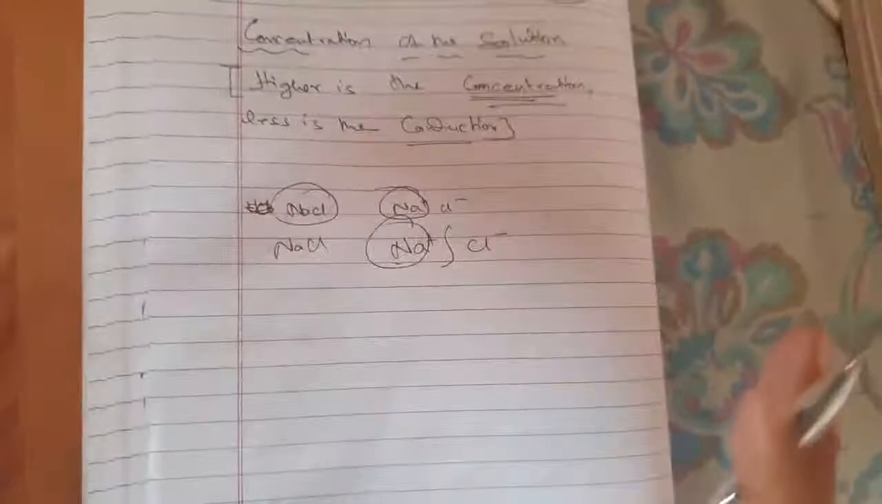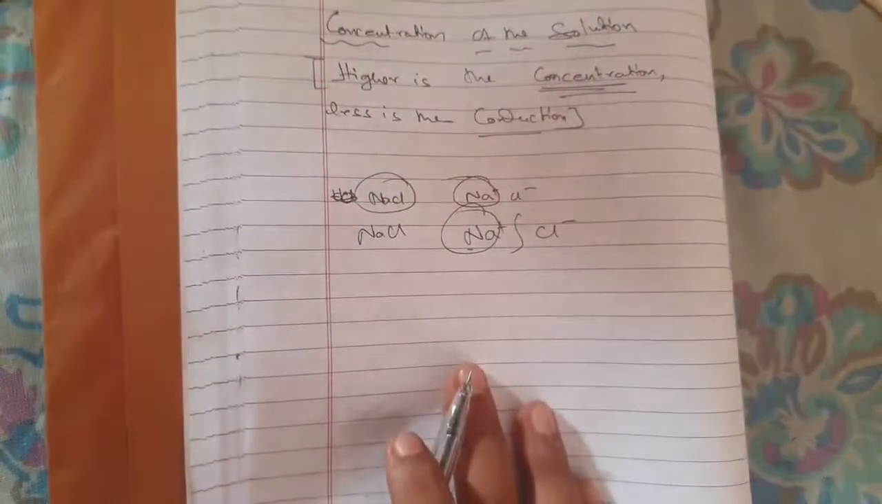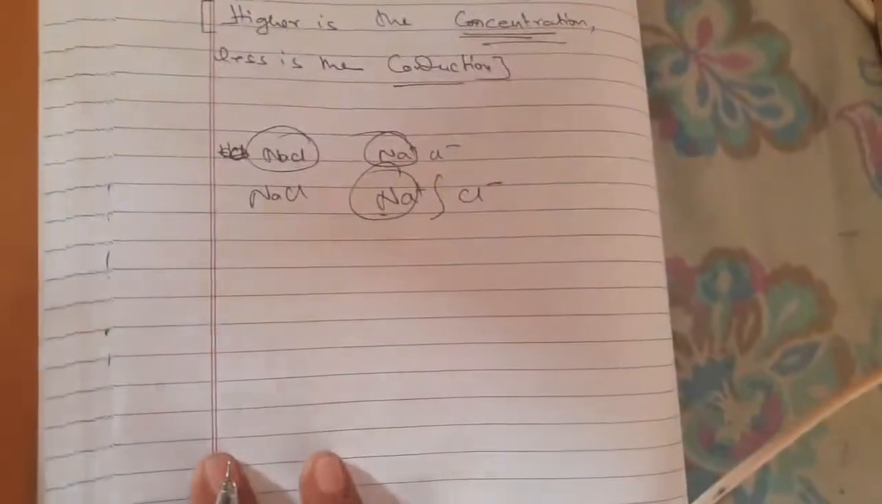What I think, again my own theory, but you cannot prove this theory, nobody can, that I can guarantee. But if they ask the reason, what you will write is that this is a reason I tried to find out. Okay, higher the concentration, less is the conduction. Why do I think so?